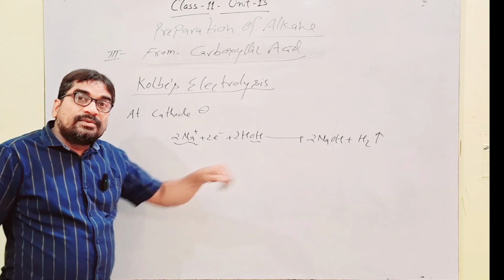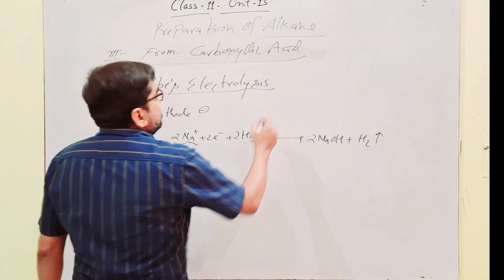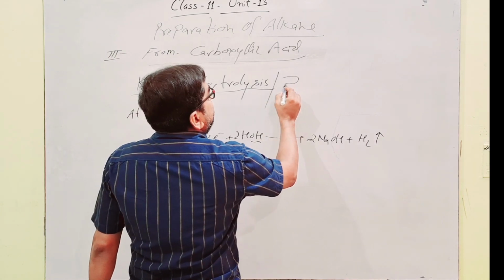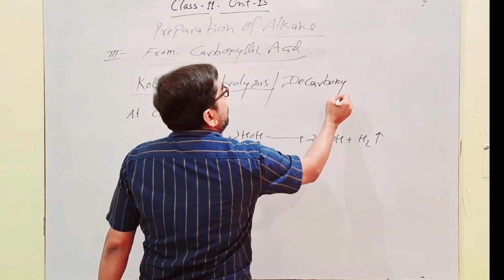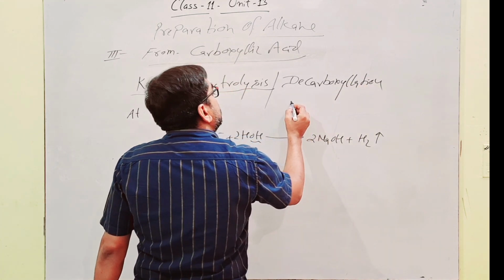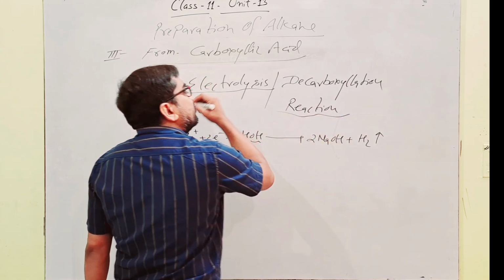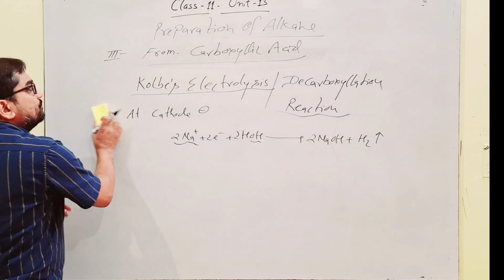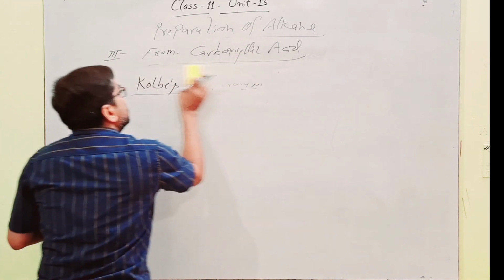Since CO2 is eliminated in this reaction, Kolbe electrolysis is a category of decarboxylation reaction. Many questions may arise from this equation. It is a decarboxylation reaction because carbon is eliminated in the form of CO2. Now a real example for Kolbe electrolysis.